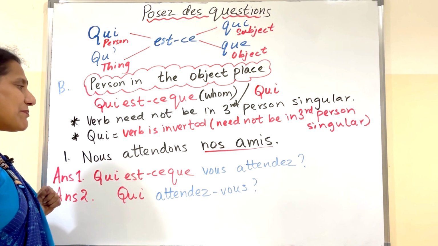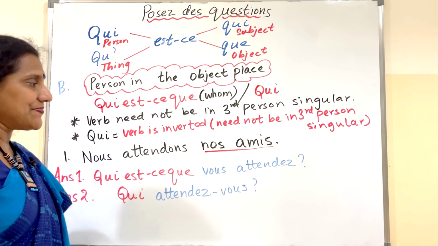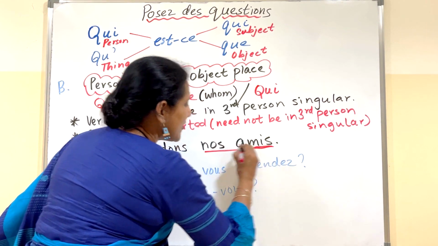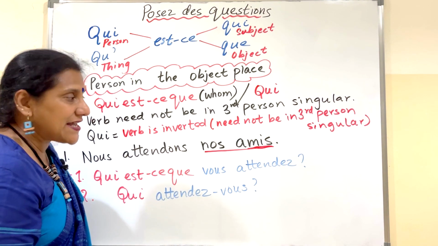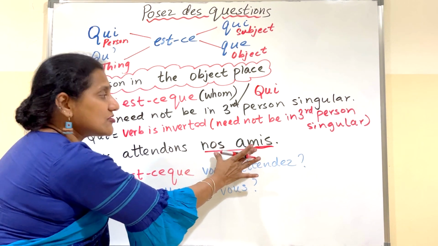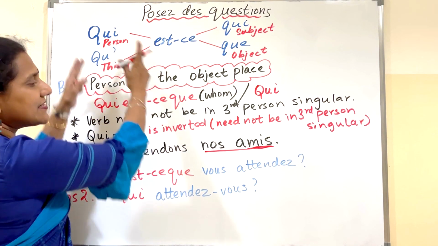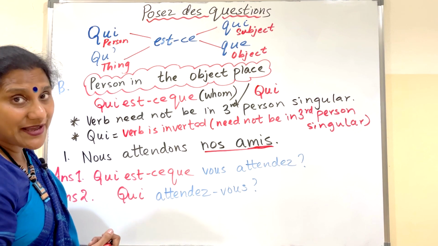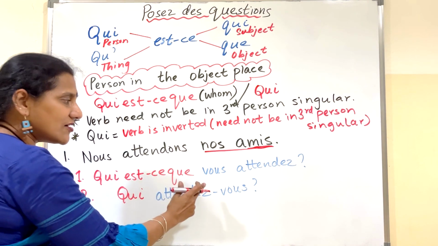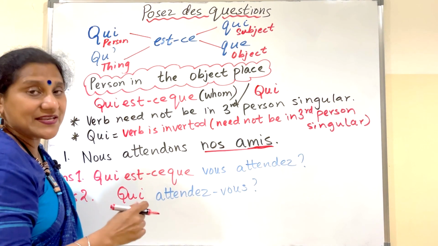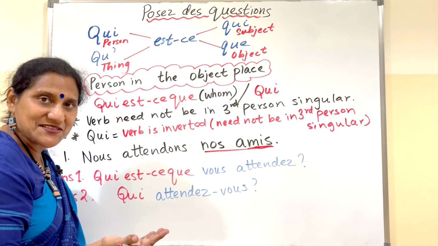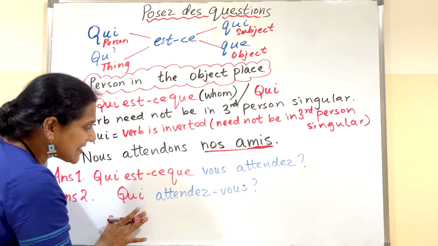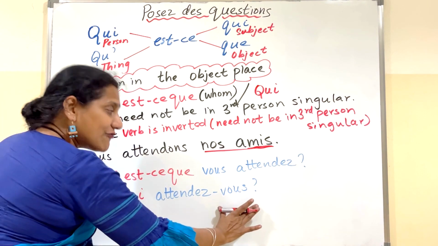So, let's take an example. Nous attendons nos amis. Now, here this is what has been underlined for me. We see here that we are waiting for our friends. This is what I need to replace. Nos amis is person in the position of object. So, qui est que is going to be my question. So, qui est que vous attendez? There is no need to change the verb to third person singular. Or if I want to use the short form with inversion, I can write qui attendez-vous.